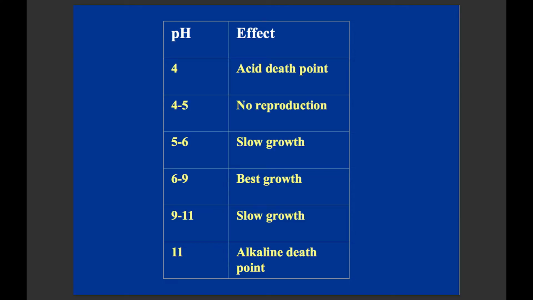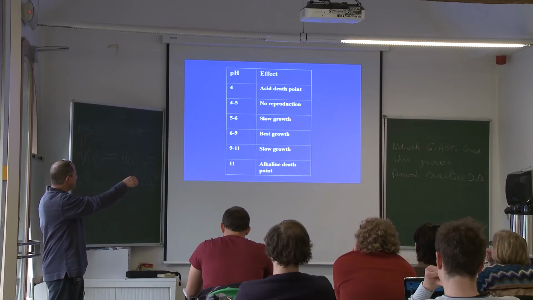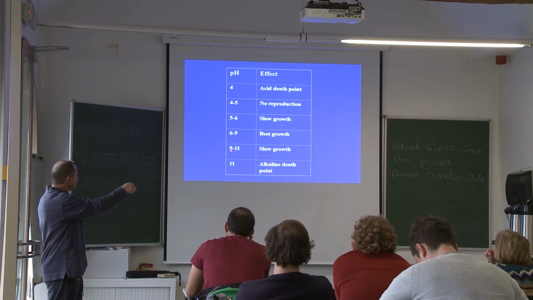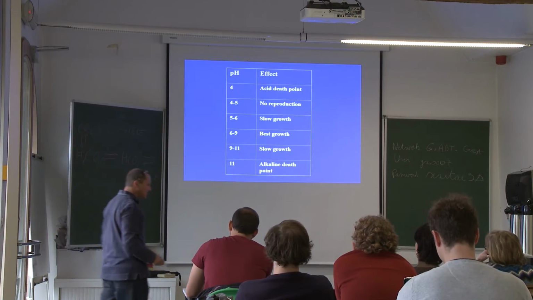pH, also, anyone who works with fish knows this figure, but for the purpose of making a baseline, I put it up. So low pHs are death points, then less reproduction, slow growth, best growth of fish, slower growth again, and then they die.